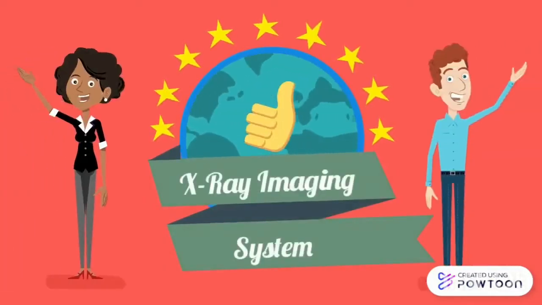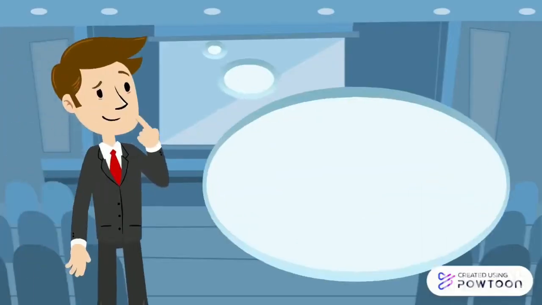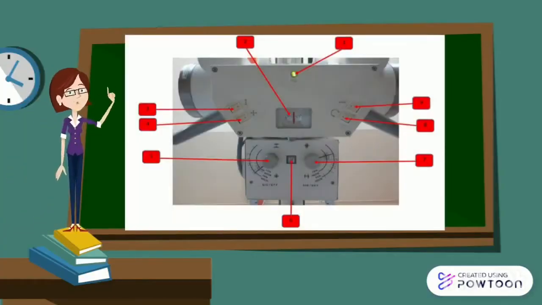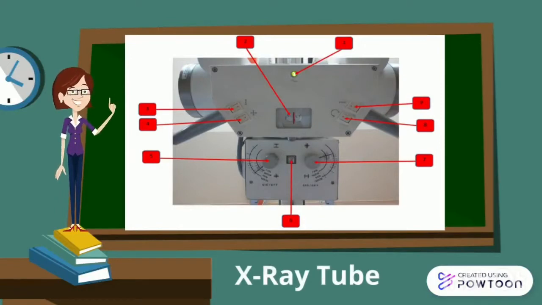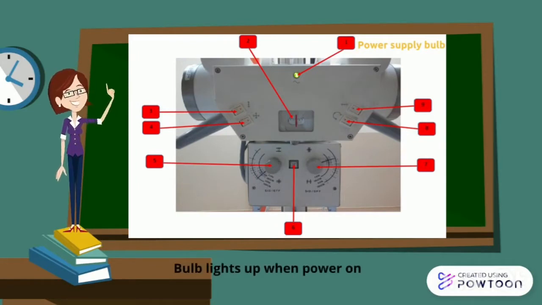We are going to talk about X-ray imaging system. So, what are the label parts in an X-ray tube? This is the picture of the X-ray tube with its label parts. The first label is power supply bulb. Bulb lights up when power on.